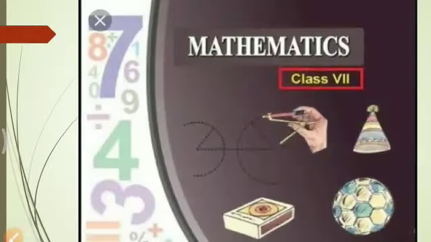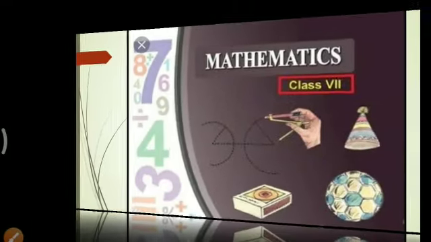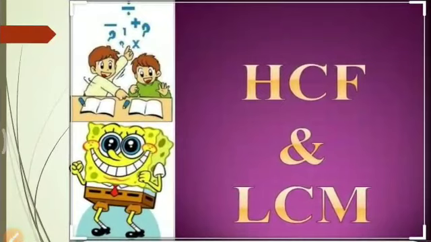Today we will study mathematics of class 7th. Now, third chapter, that is HCF and LCM. Now, in our previous video, we have seen what is the full form of HCF and LCM. The full form of HCF means highest common factor, and full form of LCM is lowest common multiple.